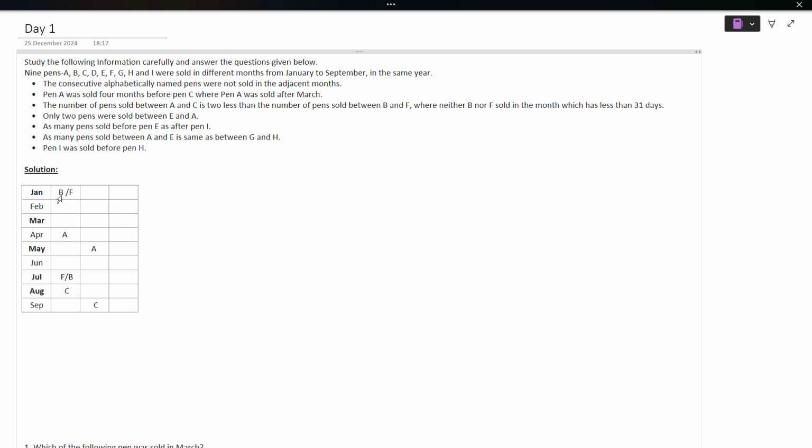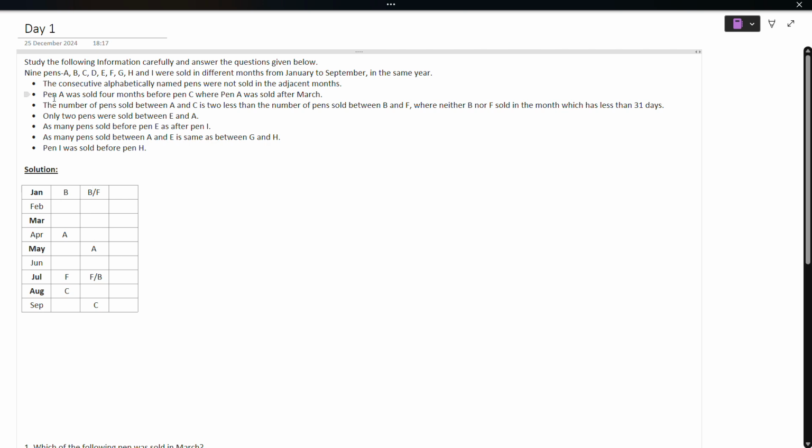If B comes in March, it cannot be in Feb because we need to have 31 days. Then F will be 1, 2, 3, 4, 5 in September. We cannot have F or B in September as well because it has 30 days. So this is the only possible way. Similarly, we can have the same combo here, B or F, and here we can have F or B. And we can observe here B and C are consecutive, so we cannot have B here. So we can have F here and B can be here. Okay, we cannot eliminate that here.